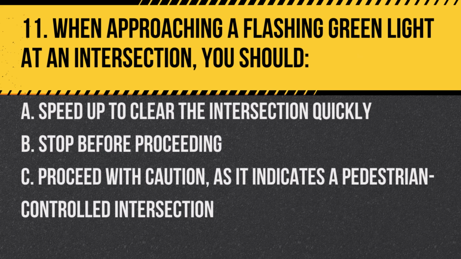Question 11. When approaching a flashing green light at an intersection, you should: A. Speed up to clear the intersection quickly. B. Stop before proceeding. C. Proceed with caution, as it indicates a pedestrian-controlled intersection. Answer: C. Proceed with caution, as it indicates a pedestrian-controlled intersection. Be prepared to stop if pedestrians are present.